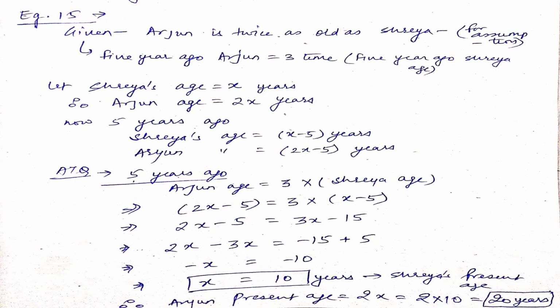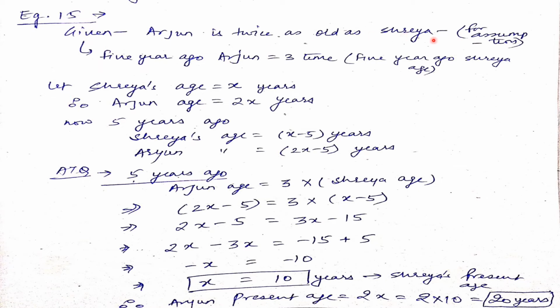Then the next example is simple. We have done similar ones earlier, based on age. Please read the question one more time. After you read the question, you will get two statements. The first statement that I got is Arjun is twice as old as Shreya. This statement will help me to form the assumption. The second statement that I got is 5 years ago Arjun's age was 3 times that of Shreya. Now first take this statement and form the assumption.